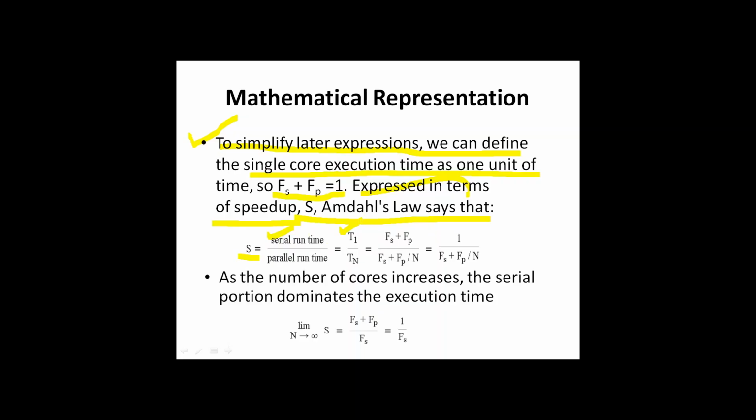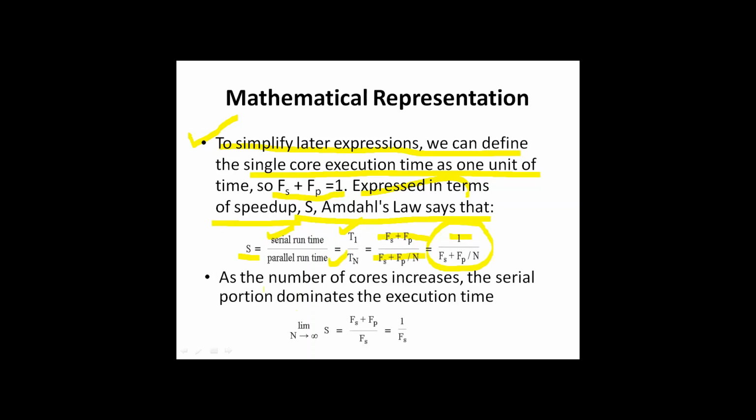Serial runtime, as we have calculated in a previous slide, was T1, and parallel runtime was Tn. Serial runtime is fs plus fp, and parallel runtime we have seen is fs plus fp by n, that is, the parallel part divided by the number of cores. So this whole fs plus fp, we are putting it as 1. Then this is the speed up we are getting.